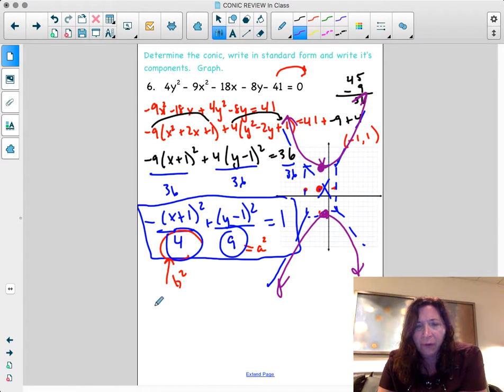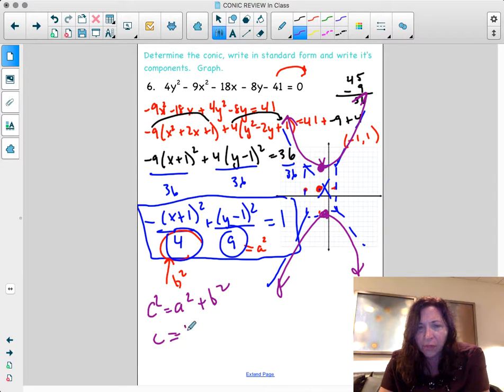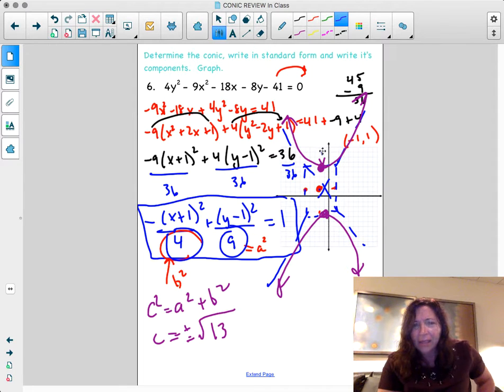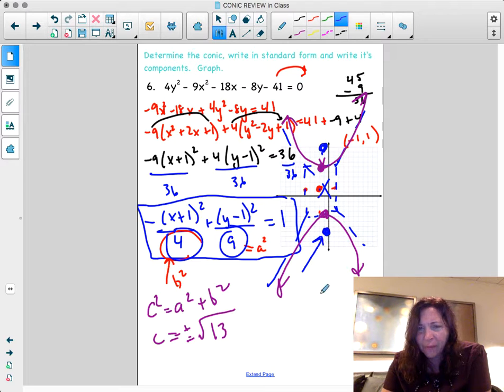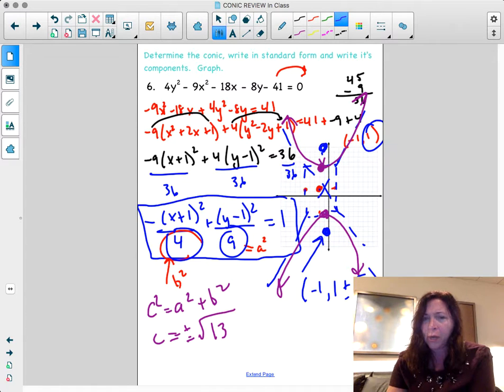Lastly, we need to put in our focal points. So c squared equals a squared plus b squared. So c is equal to plus or minus the square root of 9 plus 4, which is the square root of 13. Again, because this is along the y-axis, I'm going to put my focal points here and here, but the value of that point is going to be (-1, 1 plus or minus the square root of 13), because I'm going to add that to my y coordinate, 1.